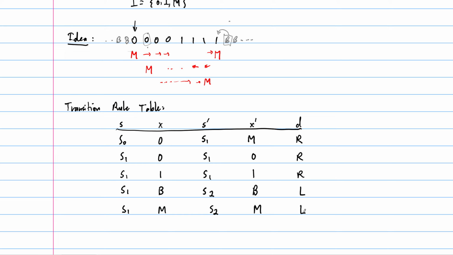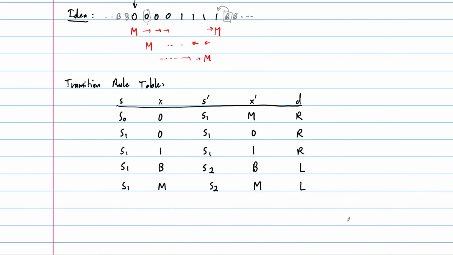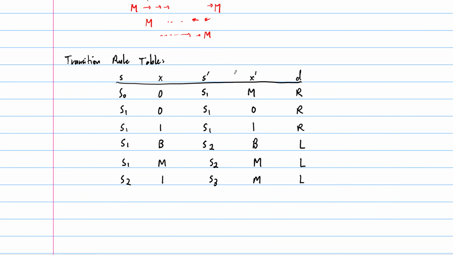All right, so at this point, S2 needs to check, is it a 1 or is it not a 1? So now in state S2, it better be a 1. And if it is, we just change the state to S3. We mark it, and we keep moving to the left, right? So you check to see, is it a 1? You mark it. You keep moving back to the left.